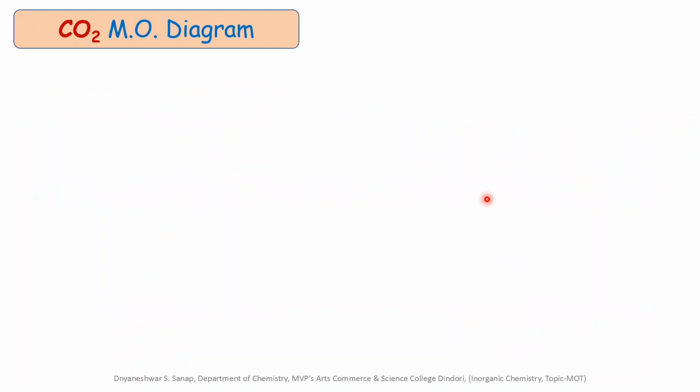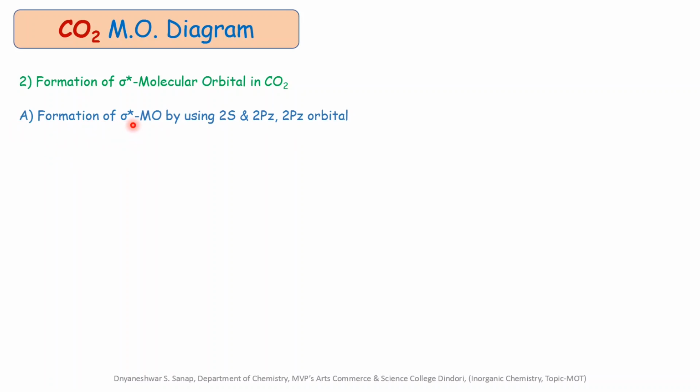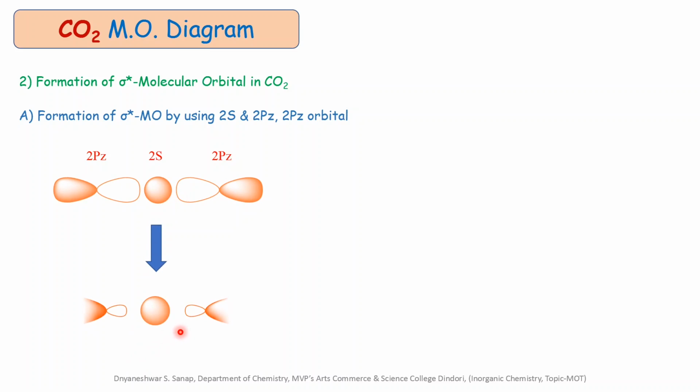The next important formation is the formation of sigma star antibonding molecular orbital in the carbon dioxide molecule along the z-axis. First, the formation of sigma star molecular orbital by using the 2s atomic orbital of carbon atom and 2pz atomic orbitals of both oxygen atoms. When 2s atomic orbital and 2pz atomic orbitals with the opposite sign of wave function combine together, it results in the formation of two nodes perpendicular to the z-axis, and it is denoted by the symbol sigma star 2s.